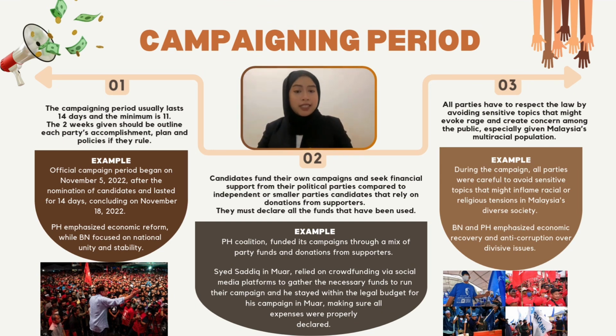Independent candidates such as Syed Saddiq in Muar relied on crowdfunding via social media platforms to gather the necessary funds to run their campaign, and he stayed within the legal budget for his campaign in Muar, making sure all expenses were properly declared. In spite of that, the most crucial thing is that all parties have to respect the law by avoiding sensitive topics that might evoke rage and create concern among the public, especially given Malaysia's multiracial population. During the campaign, all parties were careful to avoid sensitive topics that might inflame racial or religious tensions in Malaysia's diverse society. For instance, Barisan Nasional and Pakatan Harapan emphasized economic recovery and anti-corruption over divisive issues.